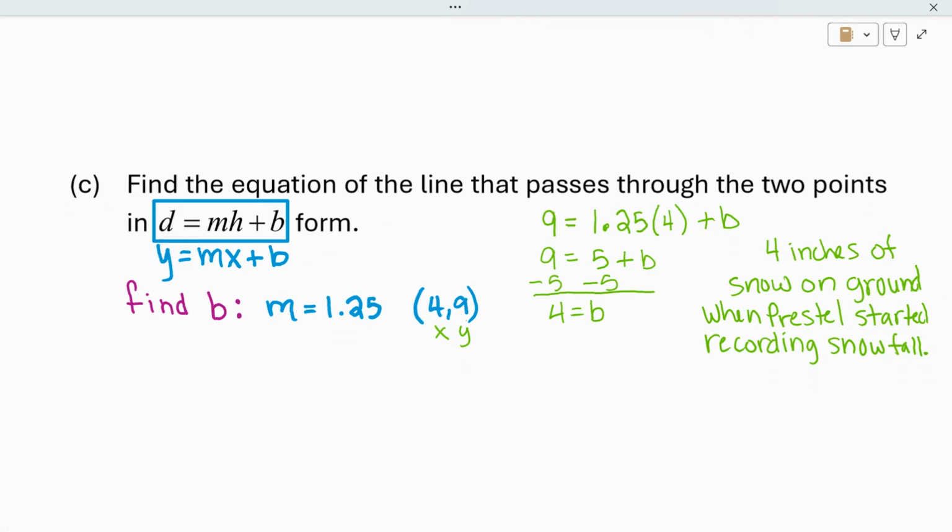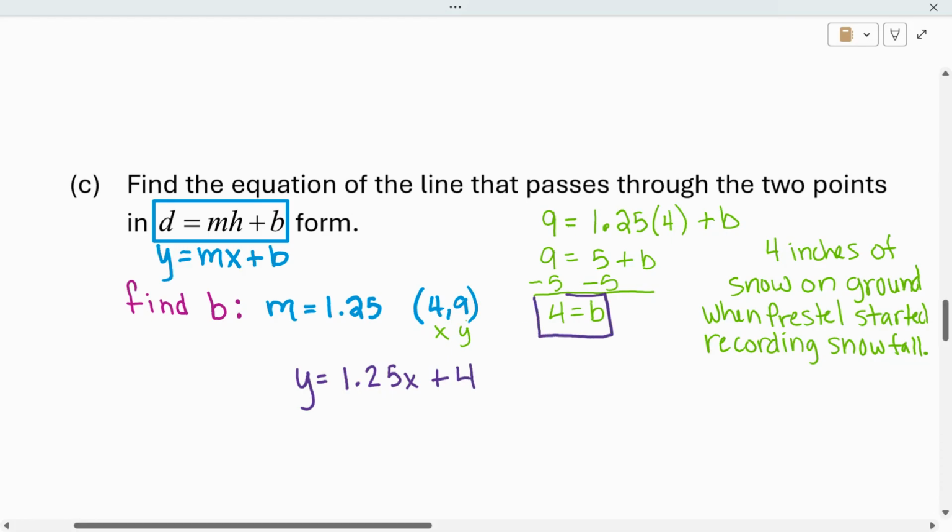But we still have to write an equation for this. So y equals my slope, which is 1.25, times x plus 4, which is my beginning value, right? My beginning value when this started was 4. And lastly, I'm going to just replace my variables. I know that y is the same thing as d, the depth of the snow. Still has the same slope, 1.25. But I'm going to replace the x with an h for my time, plus 4. Okay.